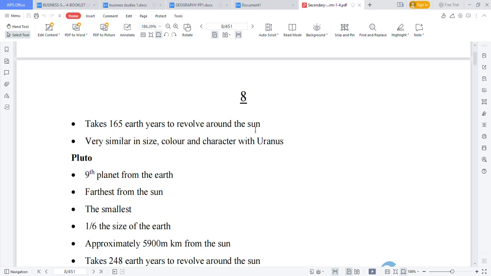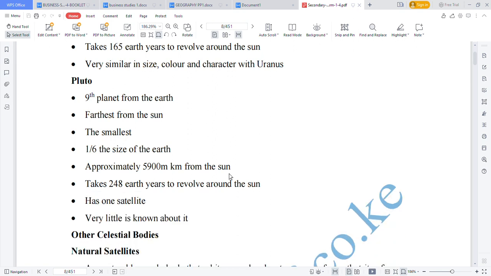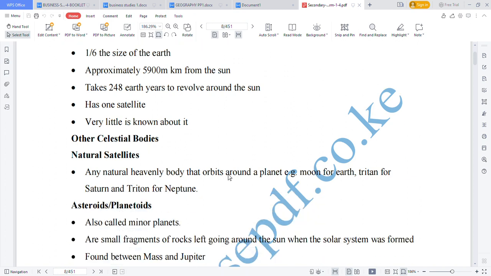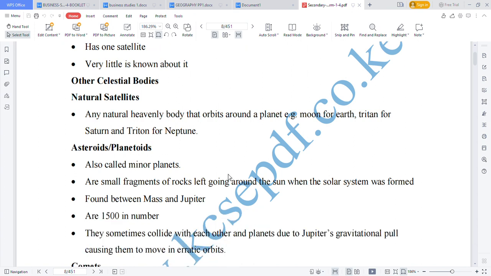So Pluto is the ninth one from the Sun, the farthest and the smallest, about 1/6 the size of the Earth, approximately 5,900 kilometers from the Sun, and it takes 248 years to revolve around the Sun. It has one satellite, and very little is known about it.